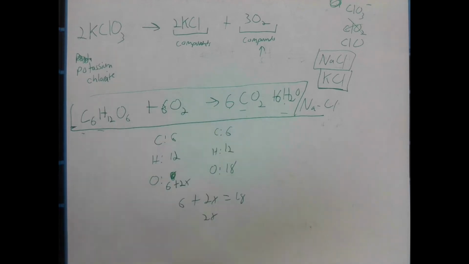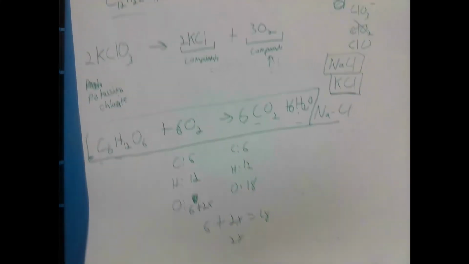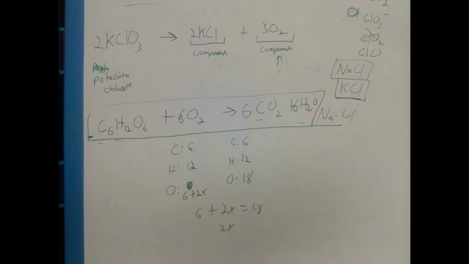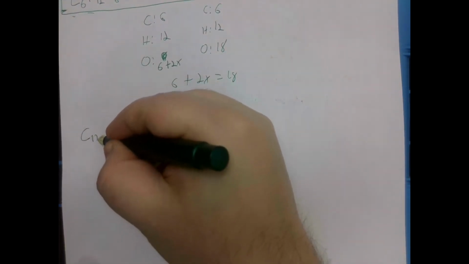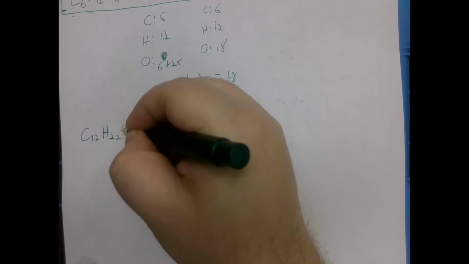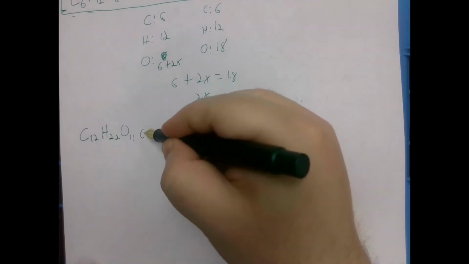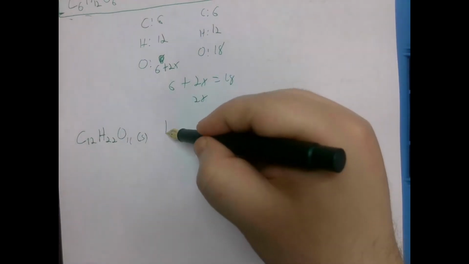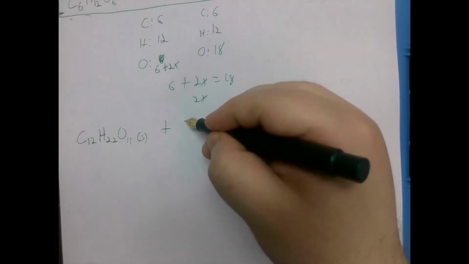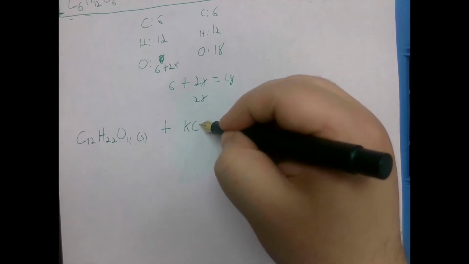So I know the combustion of glucose equation, and I know how to decompose potassium chlorate, or at least I know the equation part. The overall reaction combining these two is we have sucrose, which is a solid. It's not ionic. We have potassium chlorate.